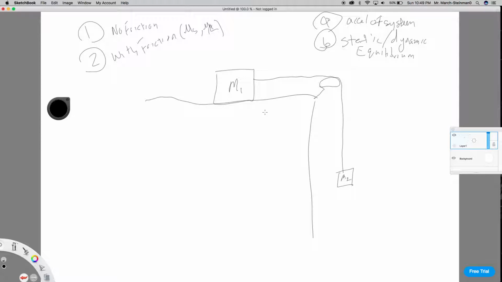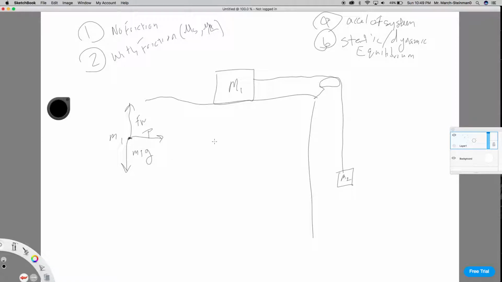So for A, the acceleration of the system, we have to take into consideration the fact that we have two free body diagrams here. We have the first free body diagram for M1, where we have gravity pulling down, the force of M1g. We have the normal force pointing up of magnitude M1g. And then we have some tension going to the right.